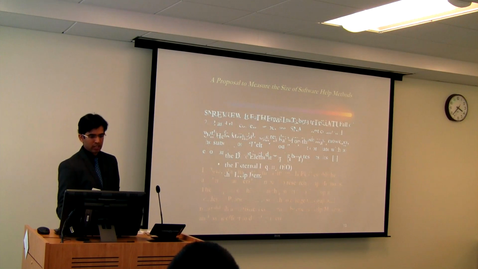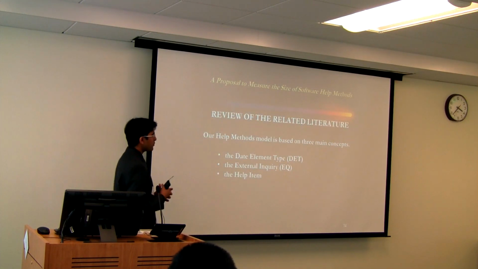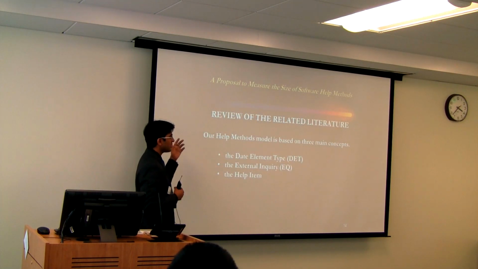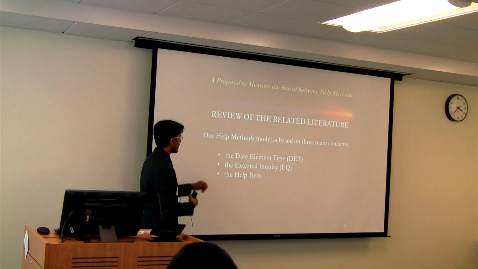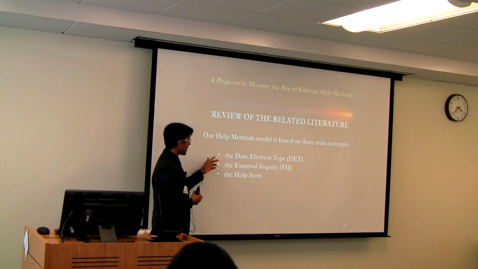So how are we going to do that? Our health method model has three main concepts. Those are data element types, external inquiry, and the help item itself.